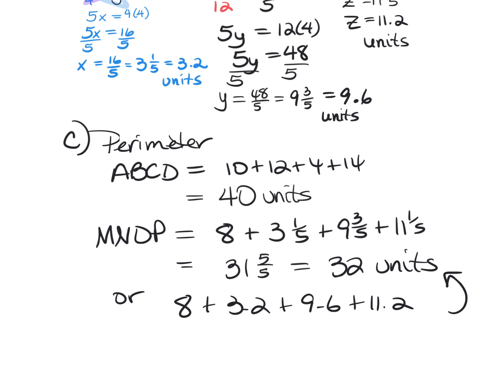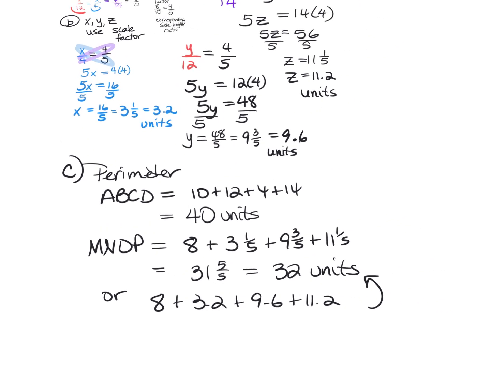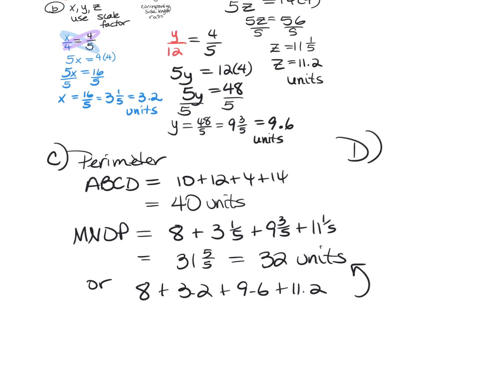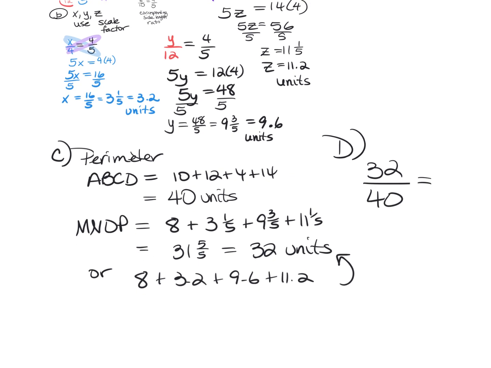And then the last one wants me to find the ratio of the perimeters. So for part D, all I do is take the ratio of the figure on the right, 32, and put it over 40, and then reduce that ratio. I can divide them both by 8, and I get 4/5. Notice the ratio of the perimeters is the same as the ratio of the scale factor. This will be an important fact to remember.